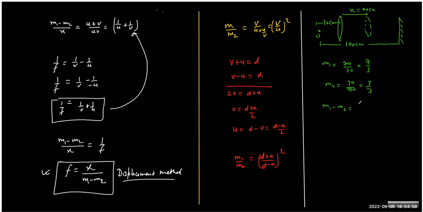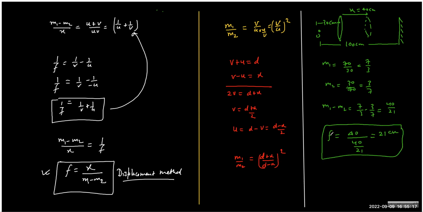So M1 minus M2 is how much? 7 by 3 minus 3 by 7 is 49 minus 9, which is 40 by 21. Am I right? Yes. So what is the focal length? 40 by... So this is how you determine experimentally the focal length.